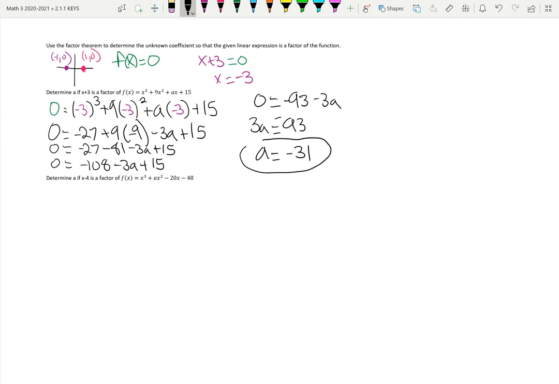And why is this the one that works? Because f of x is 0. And what did I substitute in? For x plus 3, x equals negative 3.